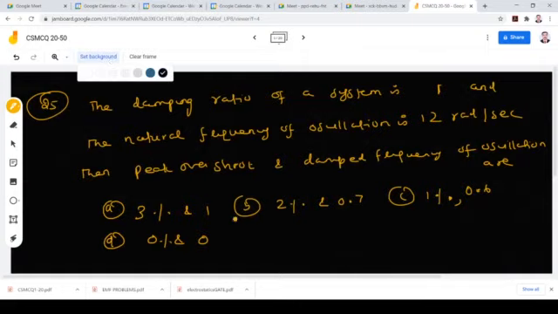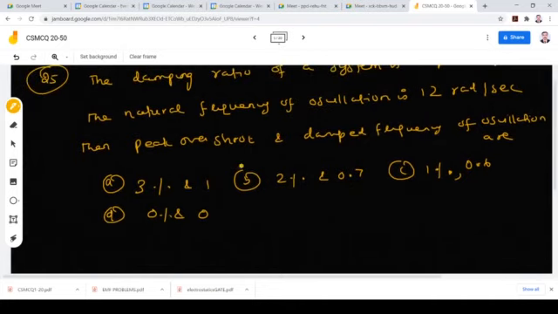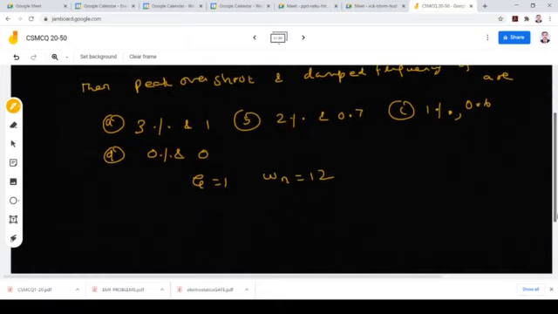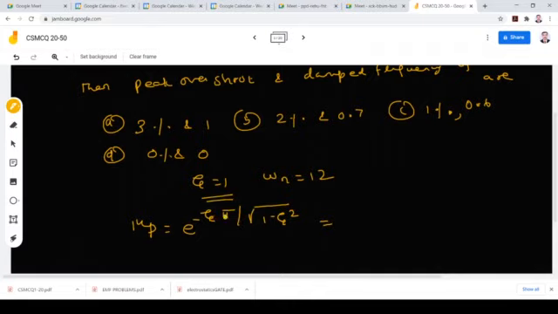Next, the damping ratio of a system is 1 and the natural frequency of oscillation is 12 radian per second. What is the peak overshoot and damping frequency? What they have given is damping ratio zeta is equal to 1, natural frequency 12. They ask for peak overshoot. Peak overshoot Mp is given by e power minus zeta pi divided by root of 1 minus zeta square. If zeta is equal to 1, that is e power minus infinity, that is 0. So Mp is 0%.